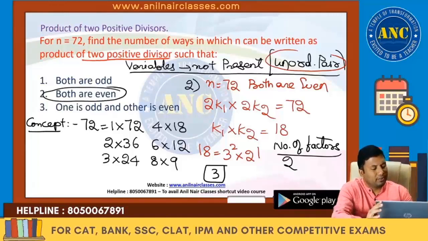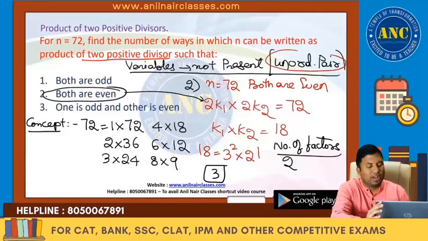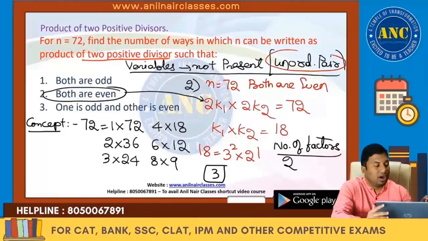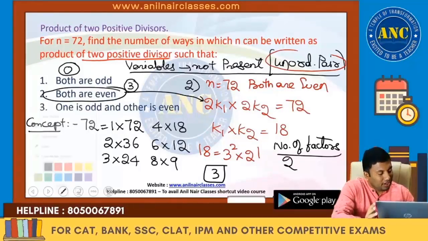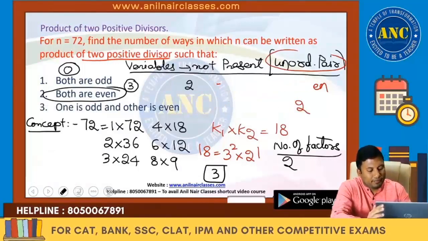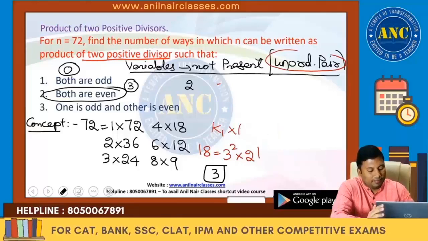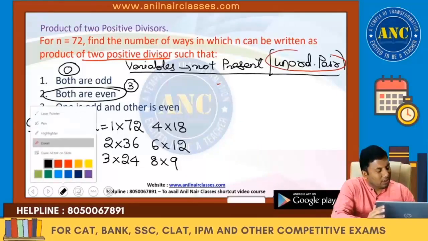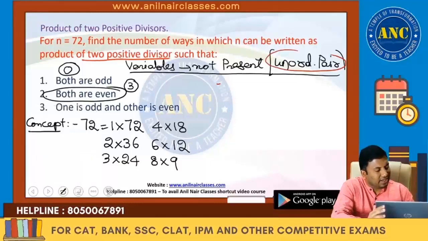Both are even numbers means one even number is 2k1, another even number is 2k2. Odd into odd: first one answer is 0. Second one answer is 3. I hope the idea is clear. Third one. Got the idea, right? Just all are conceptual related. This topic is where you require a teacher intervention.